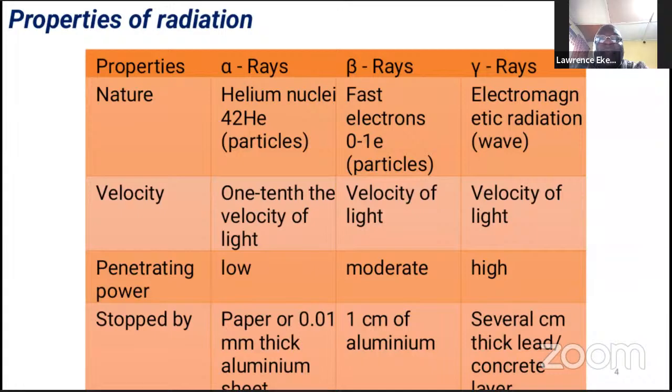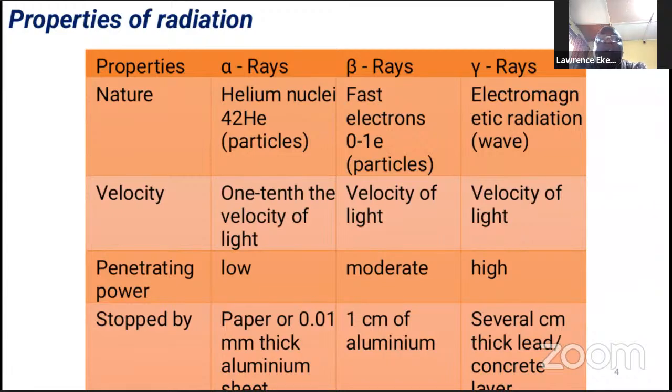They move at a very high speed. They have low penetrating power, as you can see on the table before you. They can be stopped by ordinary paper or by a 0.01 millimeter aluminum foil, because they have a very low penetrating power. They can only travel a few centimeters in the air.